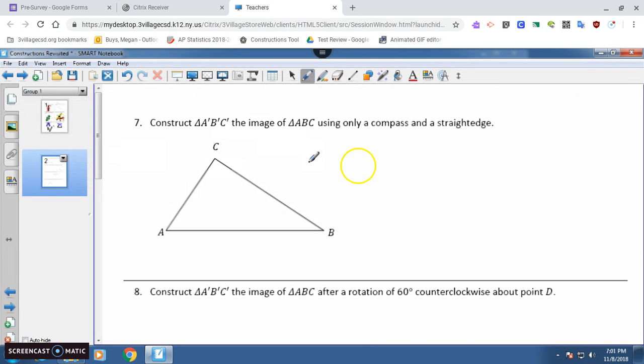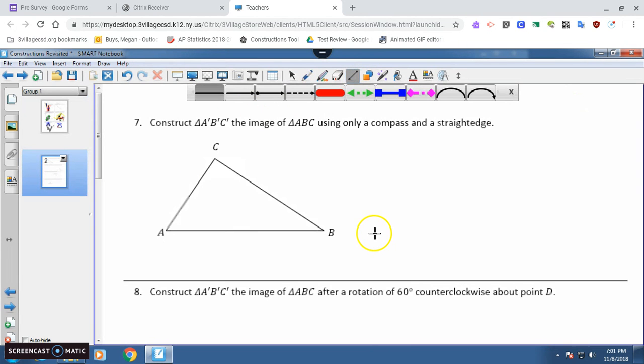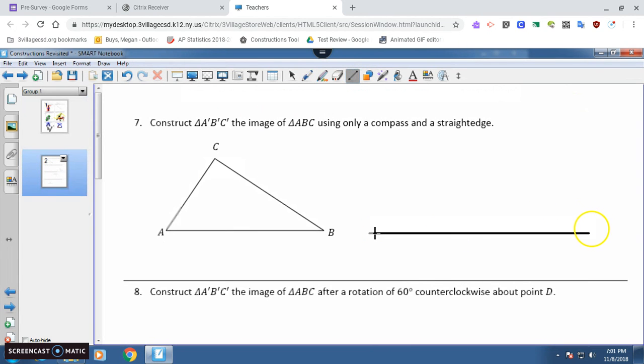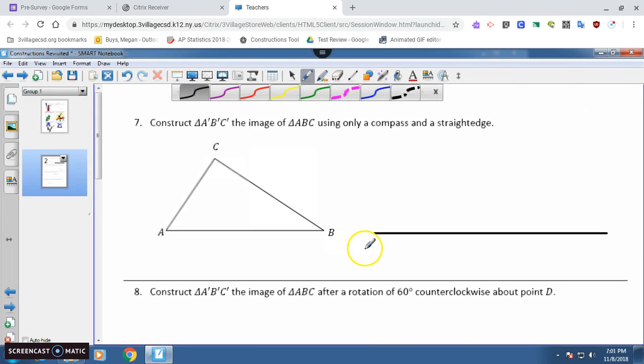When we're constructing a triangle, we want to copy all 3 of the sides. We want to make sure that they are copied in such a way that we have all 3 exactly the same. One technique that you can start with is just by drawing a straight line, because I know that I'm going to need a side. I'm going to rename the new triangle as I go as A prime, B prime, C prime. So I can even start by saying that this corner part right here, that's going to be A prime.